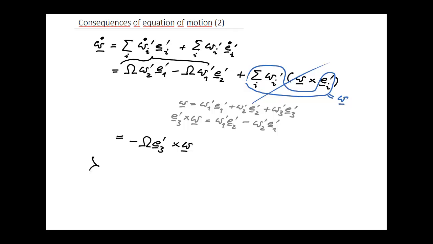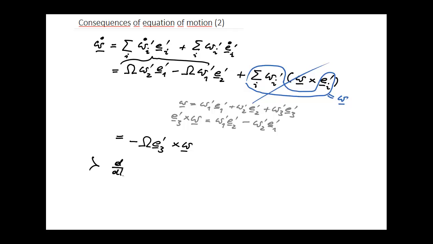What does this imply? The equation says omega dot, the change in time of the angular velocity vector, equals minus this capital Omega, which is constant in time, it's a constant, times the basis vector E3 prime, vector product with omega. This implies that the vector omega is moving on the surface of a cone around E3 prime.